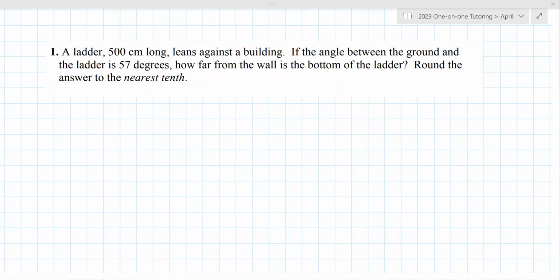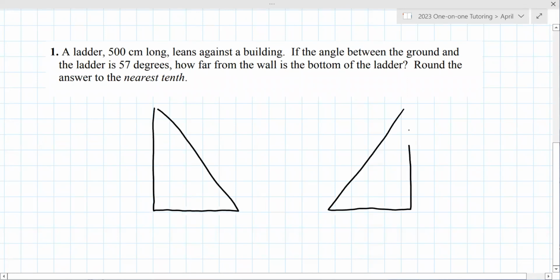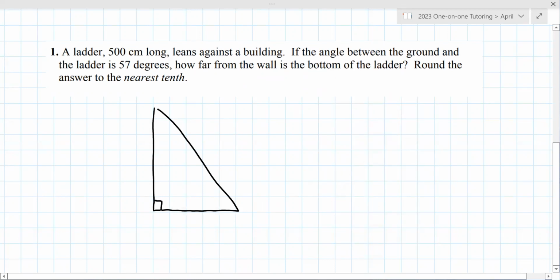But again, I'm asking you to draw the triangle. That's the hardest part of these problems, is setting up the triangle. I just drew a right triangle then. Okay, so go ahead and label it appropriately. 500 centimeters hypotenuse and 57 degrees. Here are two possibilities. Did you draw your right triangle like the one on the left or like the one on the right? On the left. Okay, and it doesn't really matter which one you do. It's good to put that right angle in there.